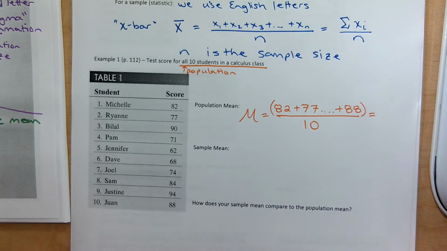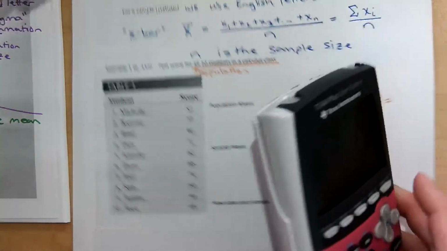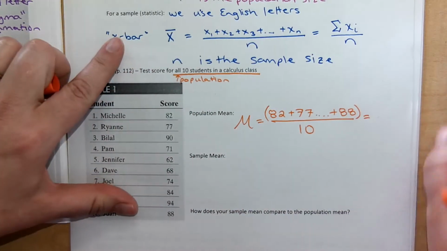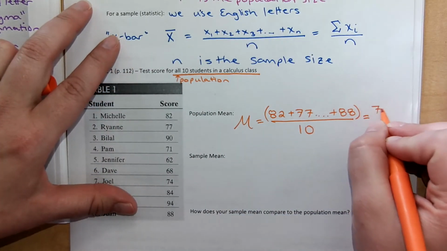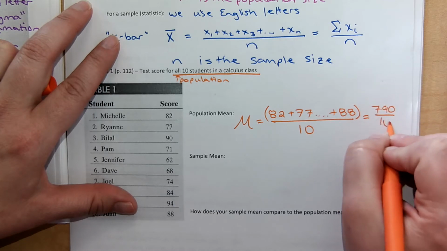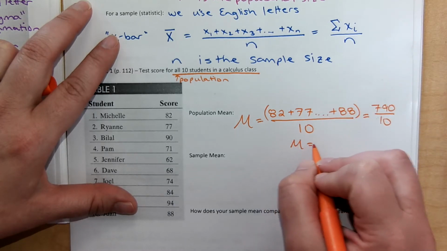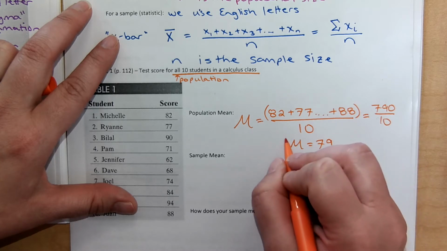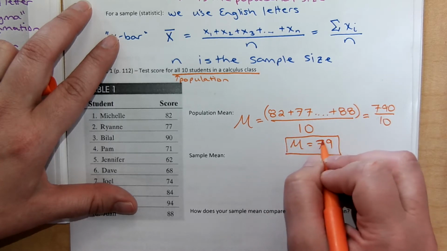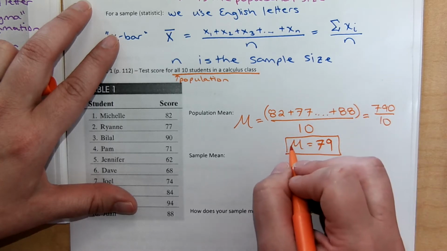I'm going to work on it as well. When you add them all up, you should get a total of 790. And then when you divide by 10, that should give you a population mean of 79. That means the class average for all the students is 79.